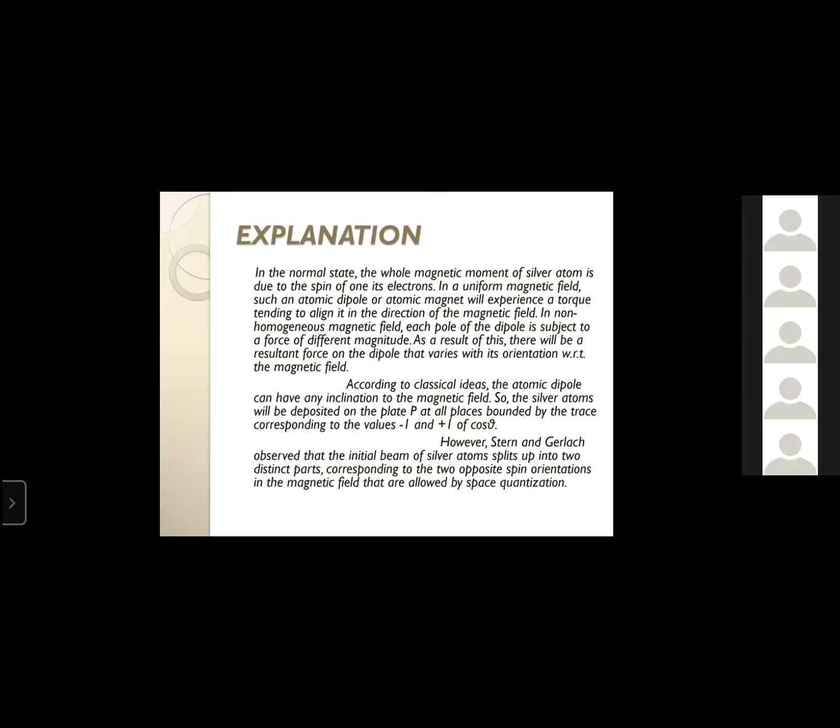According to classical ideas, the atomic dipole can have any inclination to the magnetic field. So the silver atoms will be deposited on the plate P at all places bounded by the trace corresponding to the values -1 and +1 of cos θ. However, Stern and Gerlach observed that the initial beam of silver atoms splits up into two distinct parts corresponding to the two opposite spin orientations in the magnetic field that are allowed by space quantization.